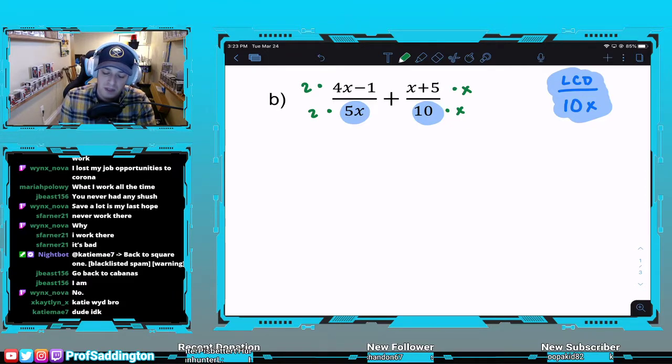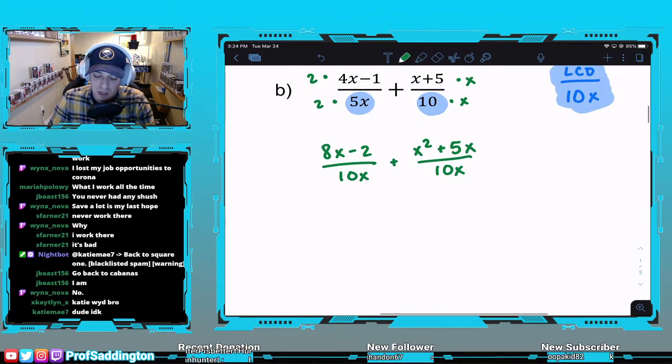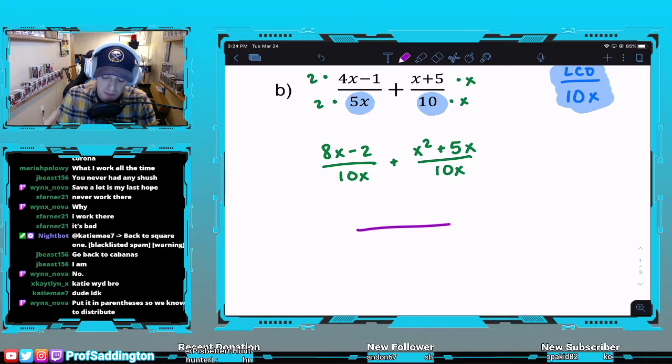And now I'm going to multiply through. I can have 8x minus 2 all over 10x. And I know I'm going a little bit faster now, but you guys have a video where you can play back and rewatch if you need to slow it down. I'm distributing the x on the other side, so I have x squared plus 5x all over 10x. And then what you guys need to do is make sure that you combine like terms. You can only combine like terms on the top. The bottom stays exactly the same. So I know I'm going to have 10x on the bottom.